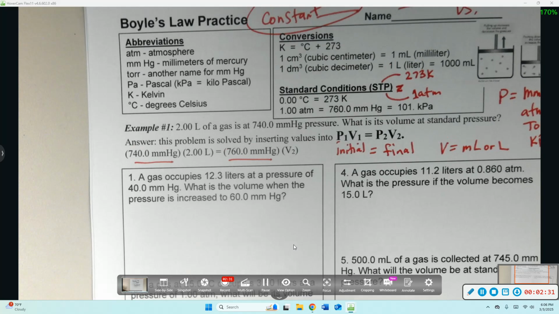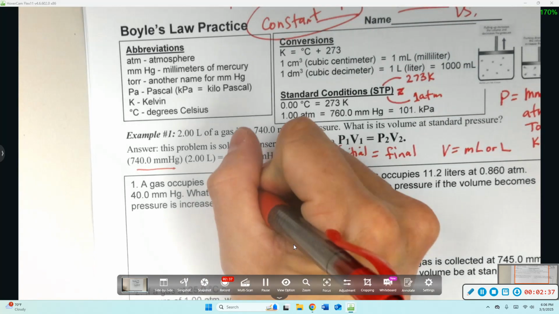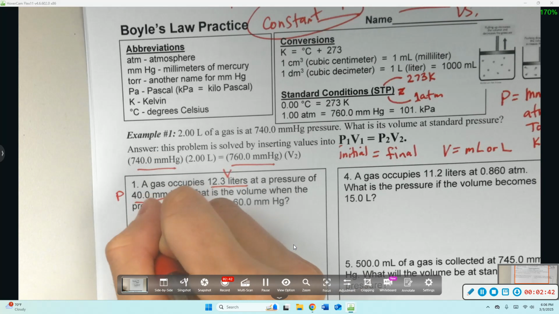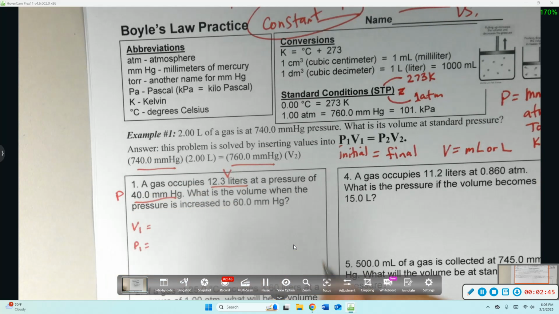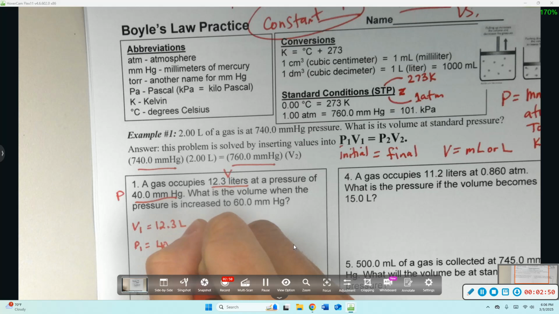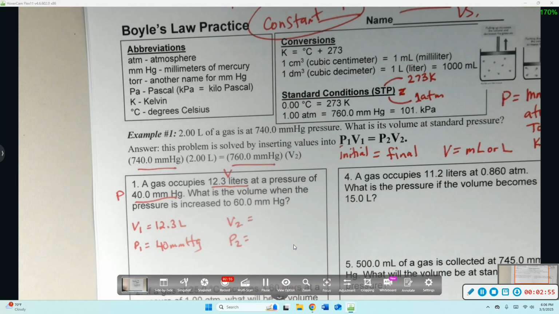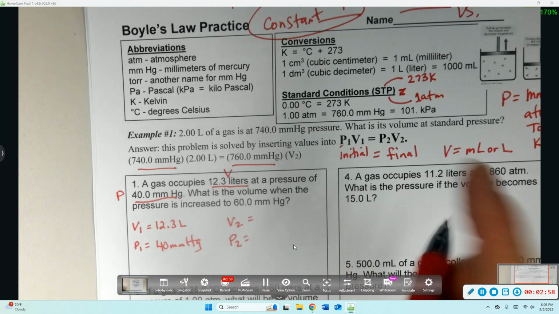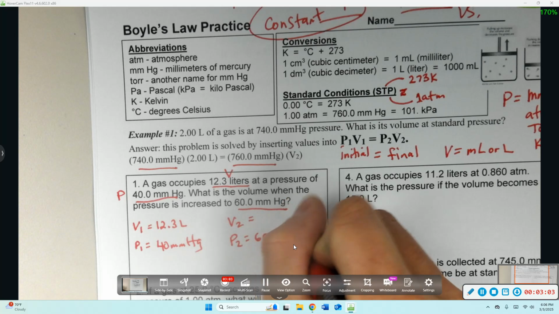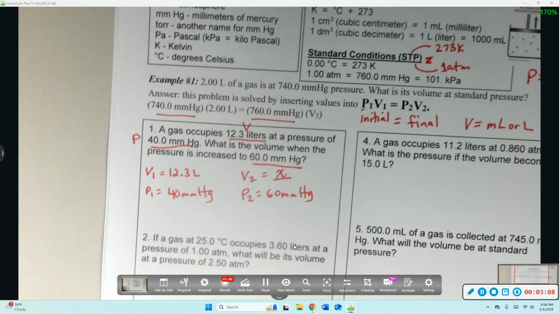All right. So number one here, a gas occupies 12.3 liters. That is a volume. At a pressure, that is a pressure. So list out your V1, P1. V1 is 12.3 liters. P1 is 40 millimeter of Hg. V2 and P2. What is the volume when the pressure is increased to? So this goes to that, so that you know that is your P2, 60 millimeter of Hg. And we are looking for V2. This is our X. Okay.